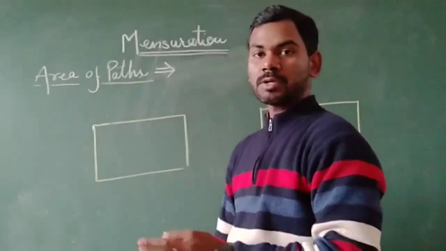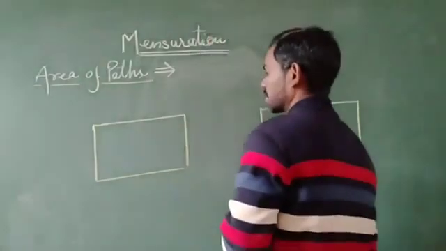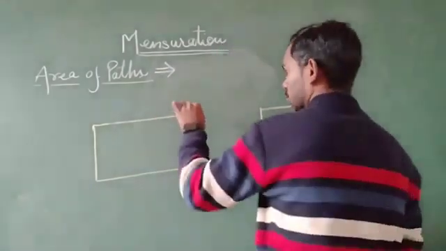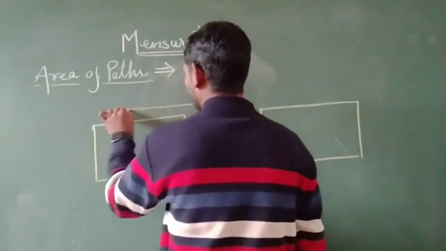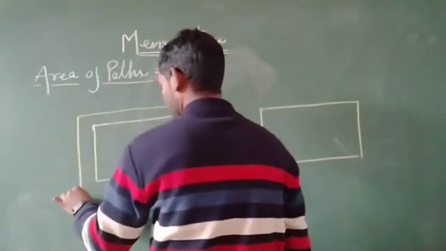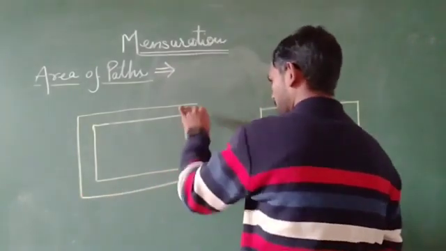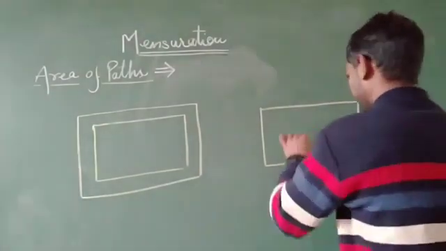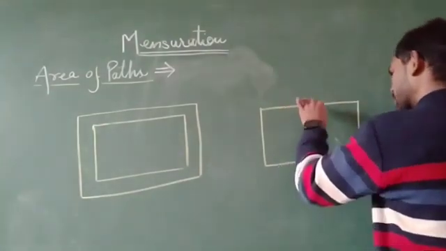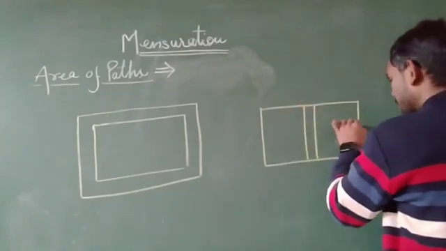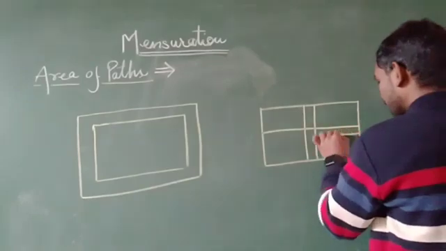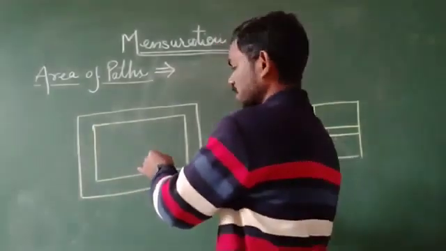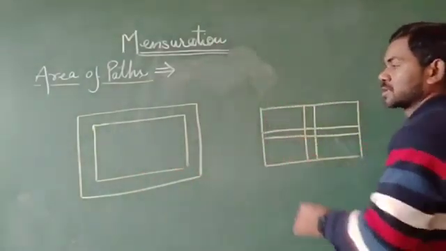There are two possibilities of forming the path in the rectangle. The first possibility is that the path will be around the rectangle, so the figure is represented by this. This is the first possibility to find out the area of path, and this is the second, where the path will go from the center of the length and breadth of the rectangle and intersect each other at right angle. So in this way, there are two paths. We shall discuss this first, and then the second.